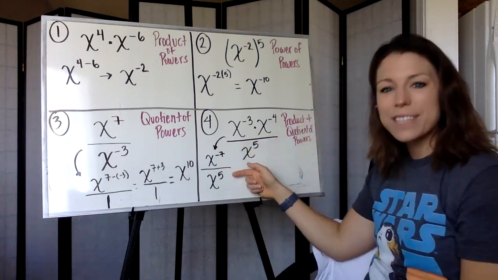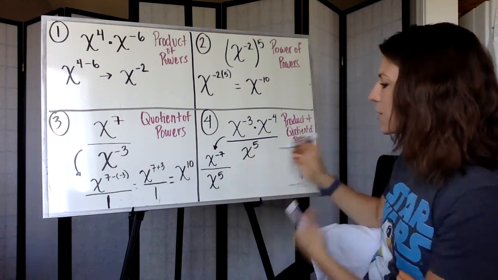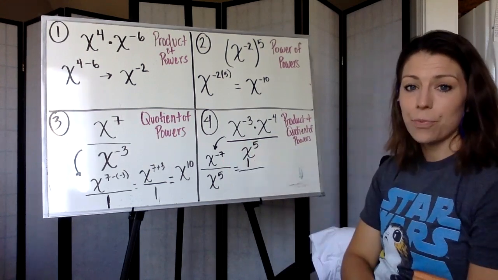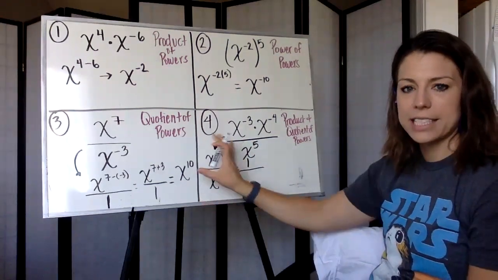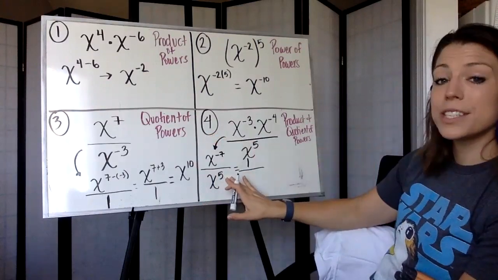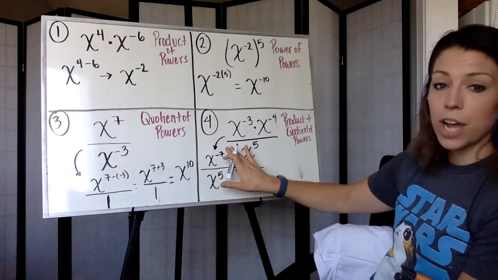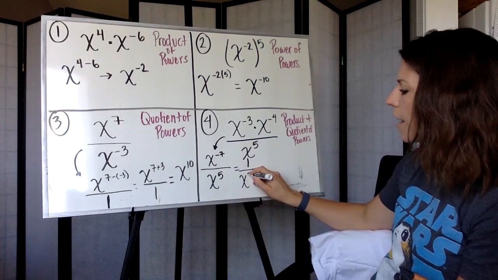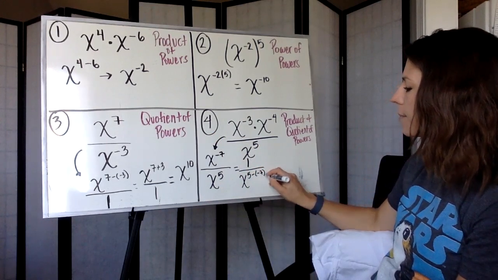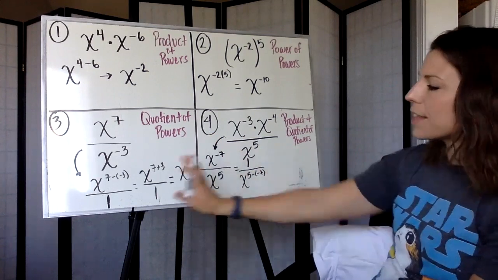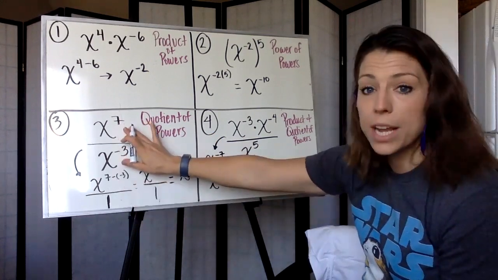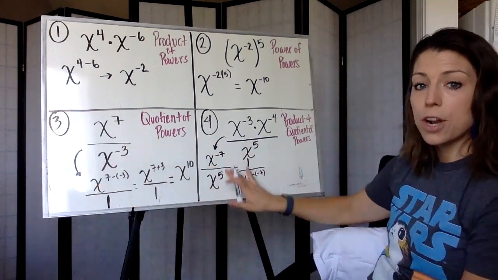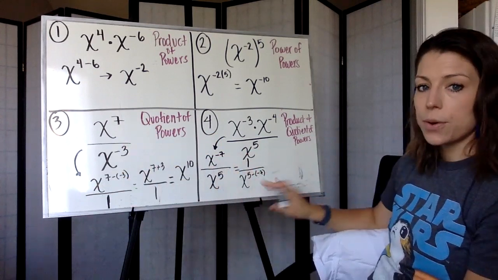So 5 is the greater number, which means my answer is going to end with x's in the denominator, because there's more down here. It's a greater number of x's than up here. So we're going to subtract the lesser from the greater. In the denominator here, we're doing x to the 5 minus negative 7. Do you see how that's different from this example? Here we had a greater number of x's in the numerator, so we put our answer in the numerator. Here we have a greater number of x's in the denominator, so our x's go in the denominator.